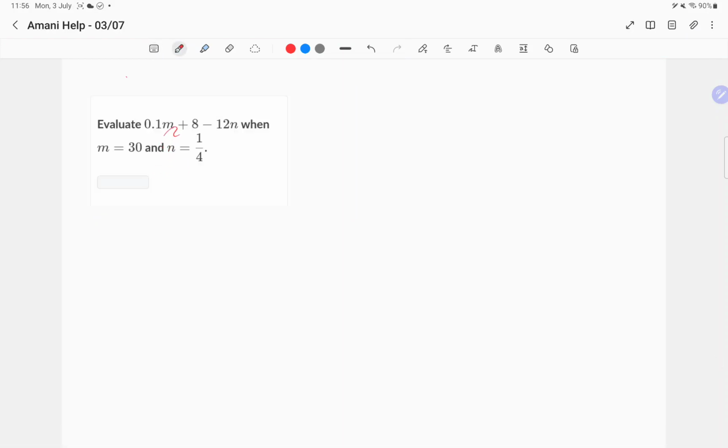Another example is this one here, where you substitute the values 30 into m and 1/4 into n. You would get something like 0.1 times 30 plus 8 minus 12 times 1 over 4. When you're multiplying a decimal number with a whole number, you can just multiply the actual numbers. In this case, I would do 30 times 1, which is 30. But now you have to count how many decimal places there are in the multiplication. There's 1 decimal place, because of 0.1. Then you put back the 1 decimal place, which means the answer is 3.0 or just 3.